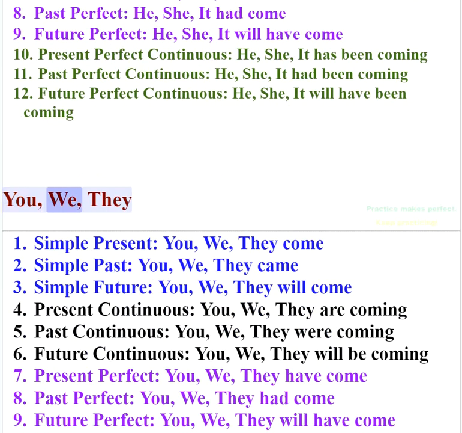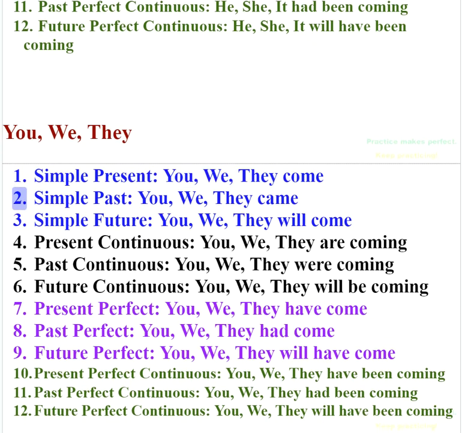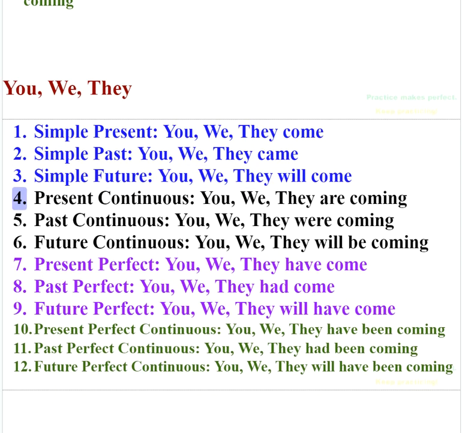You, we, they. 1. Simple present, you, we, they come. 2. Simple past, you, we, they came. 3. Simple future, you, we, they will come. 4. Present continuous, you, we, they are coming.